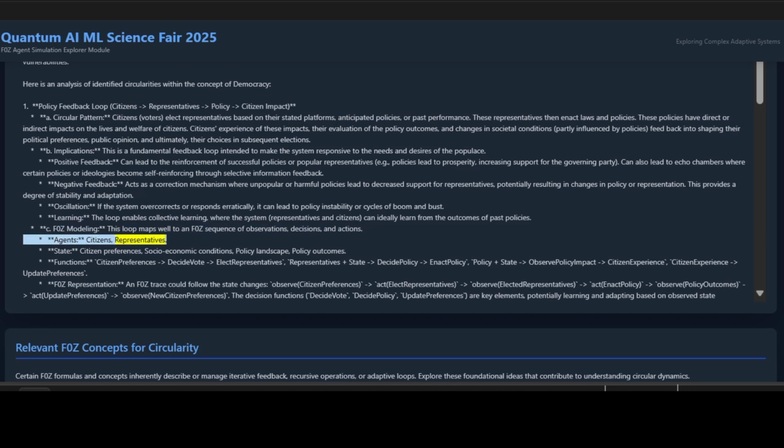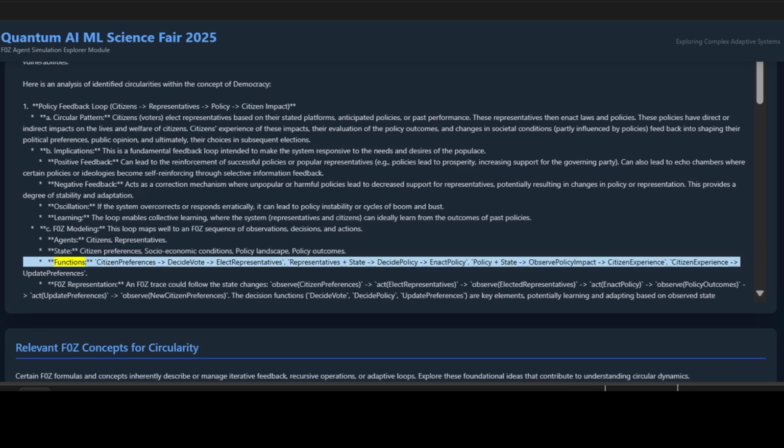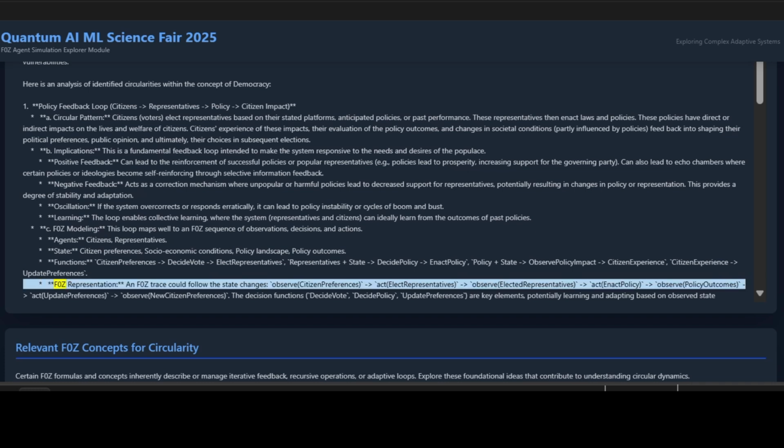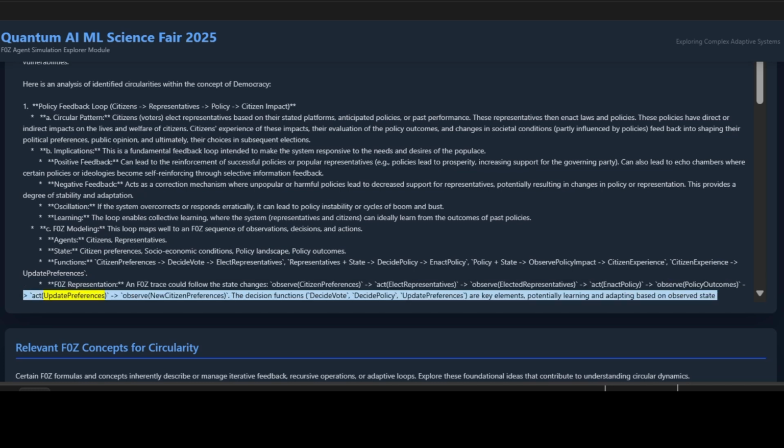Agents: citizens, representatives. State: citizen preferences, socio-economic conditions, policy landscape, policy outcomes. Functions: citizen preferences decide vote, elect representatives; representatives plus state decide policy, enact policy; policy plus state observe policy impact, citizen experience, update preferences. F0Z representation and F0Z trace could follow the state changes: observe citizen preferences, act, elect representatives, observe elected representatives, act, enact policy, observe policy outcomes, act, update preferences, observe new citizen preferences.